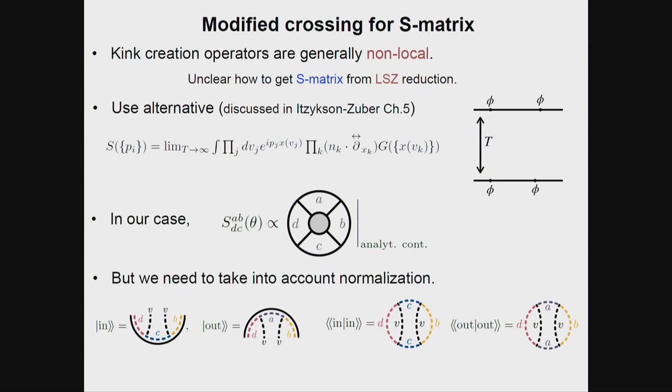However, there is one important thing to take into account, as in the derivation of the symmetry action: we need to take into account the normalization of the states. For example, if you cut here, then you have a state which describes the incoming particles, given by this network of lines, and the state that describes the outgoing particles is now given by this network of lines, and the norms of the in states and out states are given by these networks of lines.